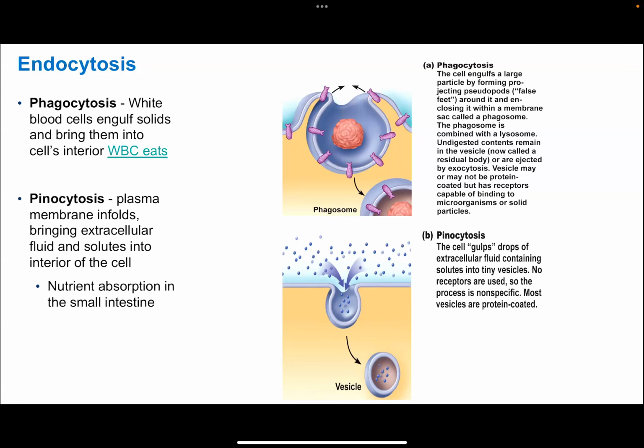Pinocytosis is another type of endocytosis where the plasma membrane enfolds, and it's just going to bring in that extracellular fluid and some of the solutes into the cell. We see this a lot within the small intestine with nutrient absorption.